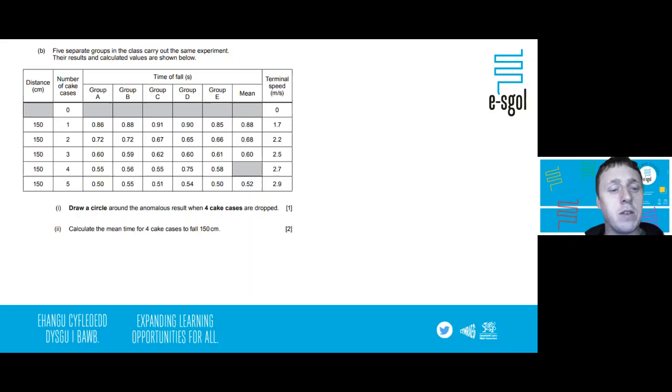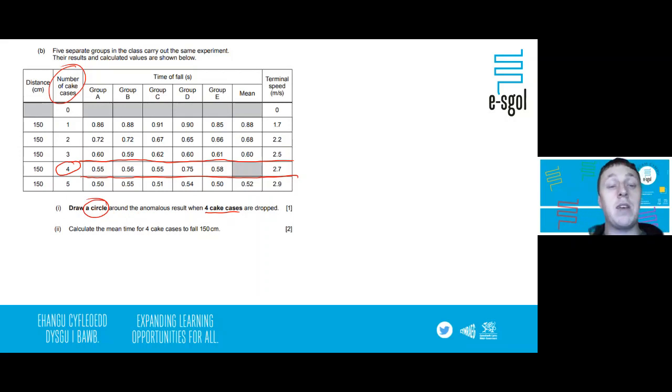Part B is asking us to draw a circle around the anomalous result when the 4 cake cases are dropped. So they've given us the information, 4 cake cases, which means we have to be looking at the number of cake cases. A question like this relies on us reading the question and also using the table correctly. When you see 4 cake cases, your view should narrow in on this row here for 4 cupcake cases. Draw a circle around an anomalous data point.